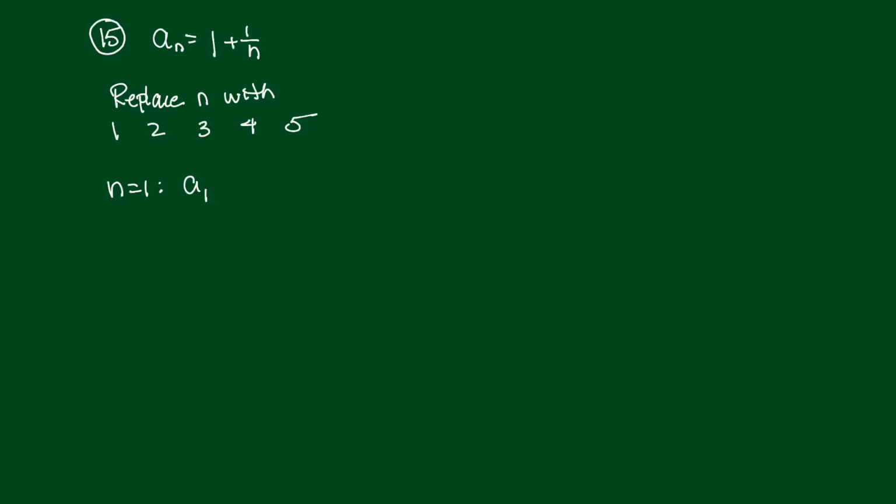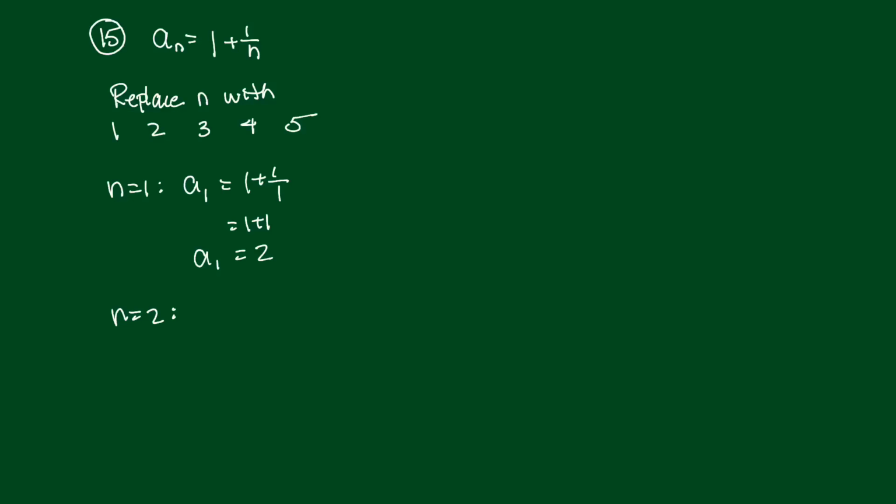A sub 1, right, because n is 1, so go back to the formula. Everywhere you see an n, replace it with a 1. So I have 1 here. That's the first term is 1 plus 1 over 1. So what do we get here? This will give us 1 plus 1. We end up with 2. All right, so a sub 1 is 2. So the first term in this sequence is 2.